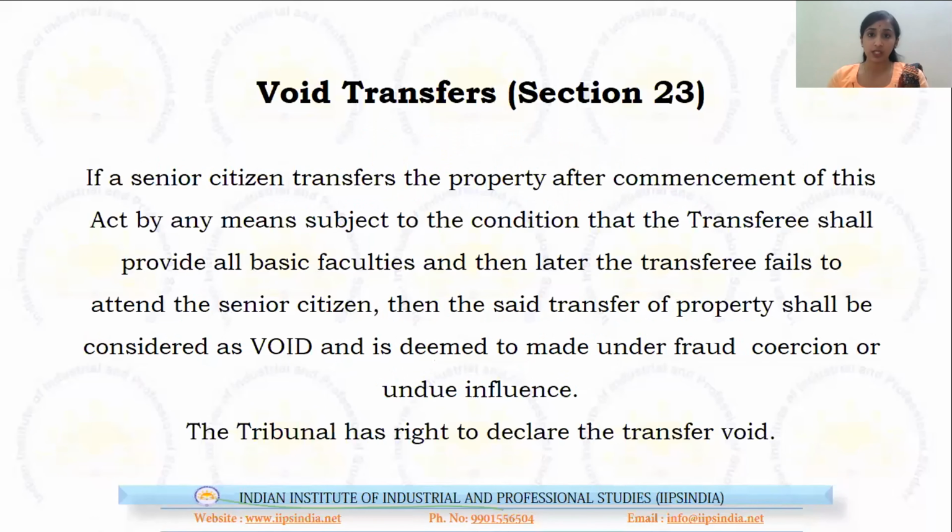Section 23, that is void transfer. This is the heart and soul of the particular act. This section states that if a senior citizen transfers his property after the commencement of this act to his children, then the children are bound to take care of him, that is, provide him all the basic facilities. In case the transferee fails to do that, then the said transfer shall be considered void and shall be deemed to be made under fraud, coercion, and undue influence. The tribunal has the right to declare such a property transaction, whether movable, immovable, tangible, intangible, any kind of property transaction, as void. The senior citizen who has made the transfer, that is the transferor, will get the property back.